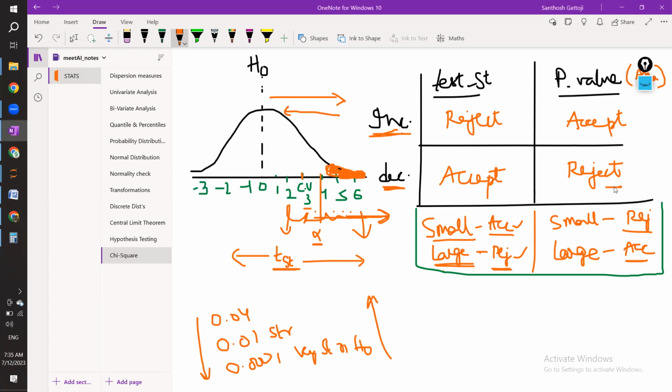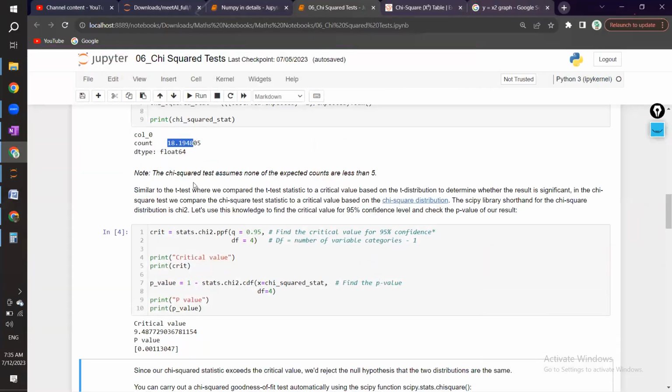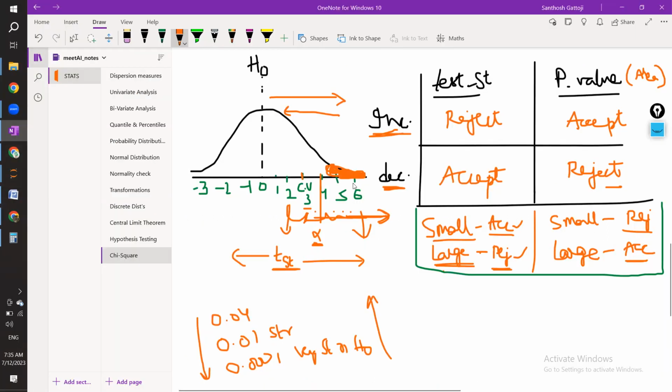So you can always do it in two ways. One is by the critical value and the test statistic: you compare and check whether you can reject. Or from the alpha value and the p-value, you can also find out whether to accept or reject. Both will give the same answer. Here the test statistic will be greater than the critical value when rejecting. That means you are moving away from the null hypothesis.